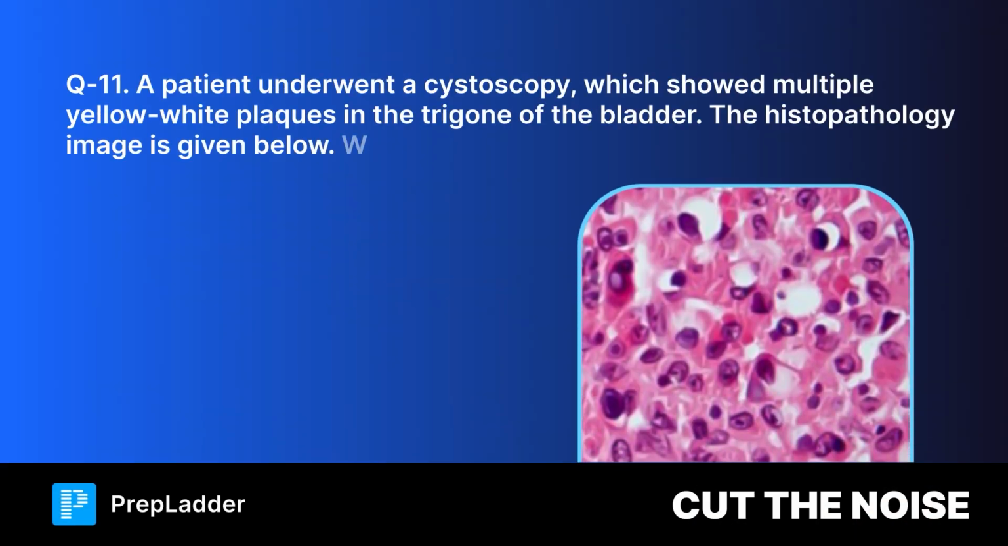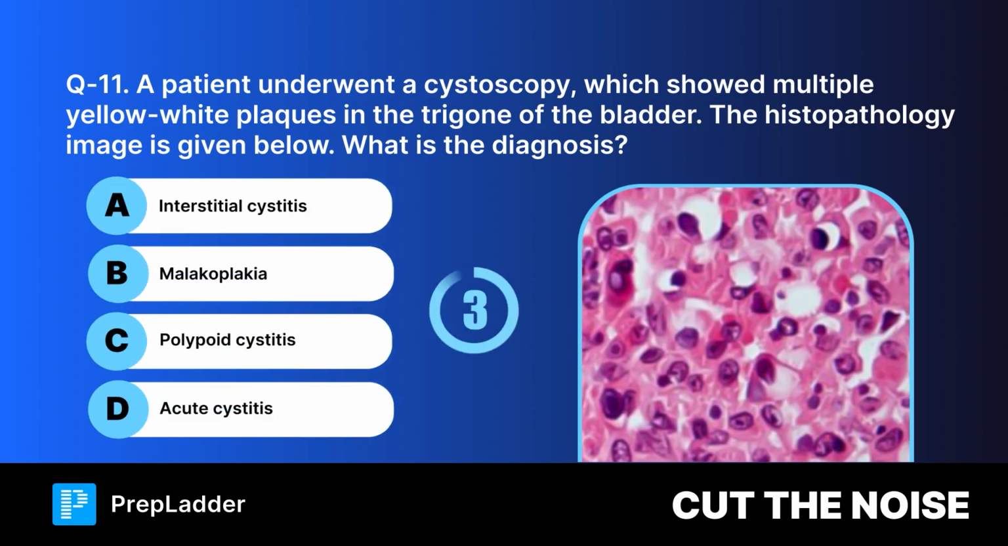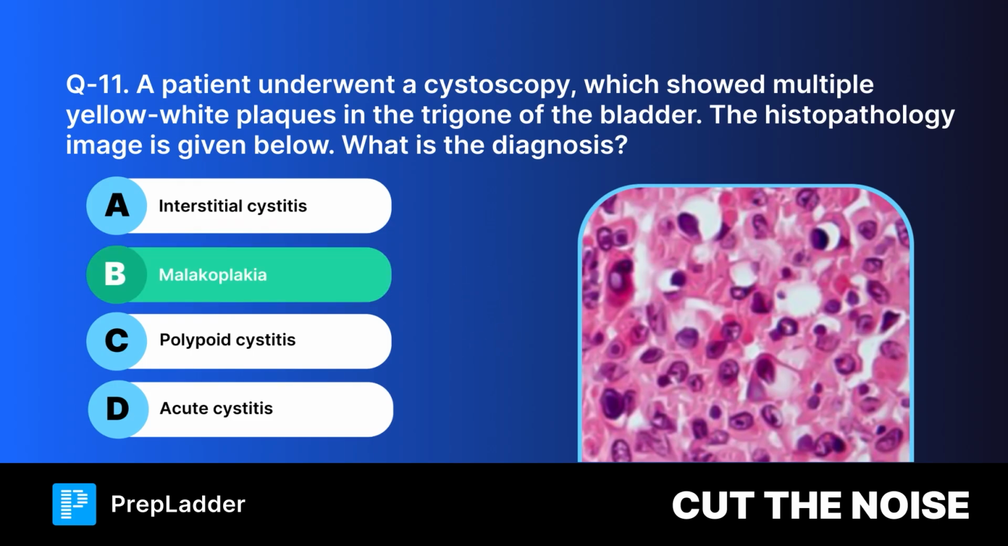Question number 11. A patient underwent a cystoscopy, which showed multiple yellow-white plaques in the trigone of the bladder. The histopathology image is given below. What is the diagnosis? Your options are... And the correct answer is malakoplakia.